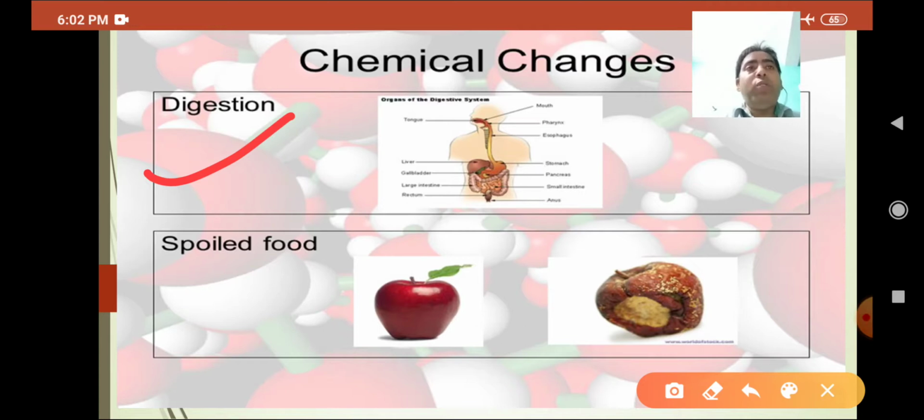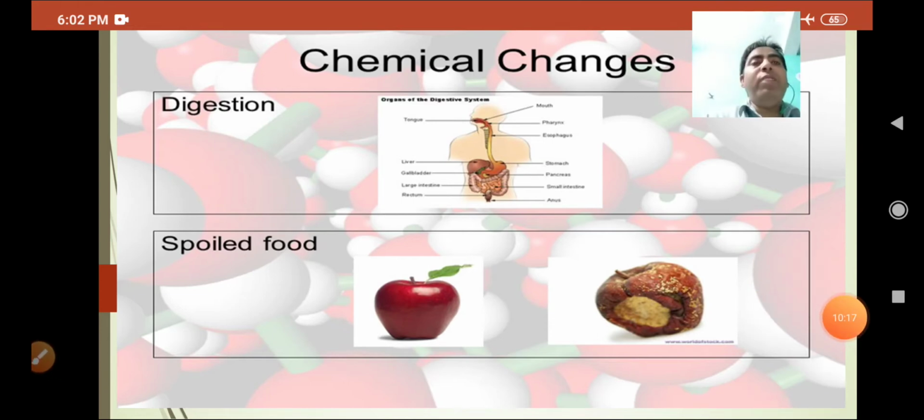The point is that when we digest food, we cannot get back the food we have eaten. So this is a permanent and irreversible change, and a new substance is formed, as what we have eaten is converted into energy.